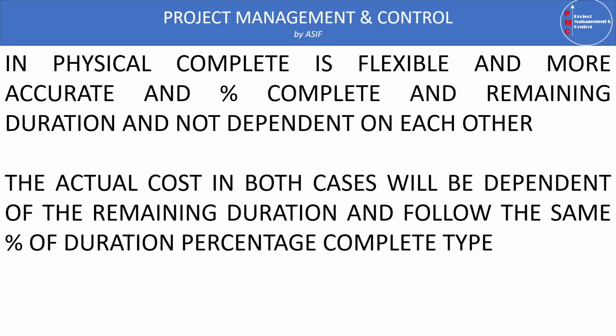For example, because of some reason we are not getting the required productivity, and the work is completed 50%, and as per the duration we have only 5 days remaining, as per the duration percentage complete. But still, we know that the work will not complete in 5 days. It will take 7 or 8 days. So in this case, if we are using the duration percentage complete type and we put the remaining duration as 7 days, and our total duration is 10 days, our percentage complete will come to 30%.